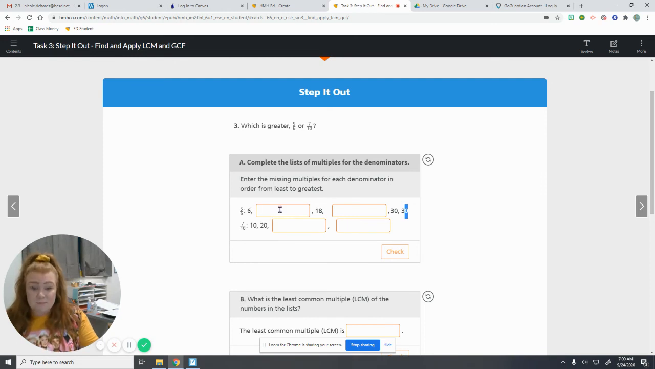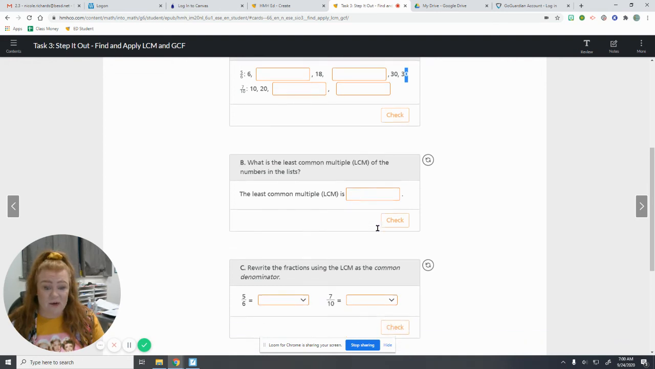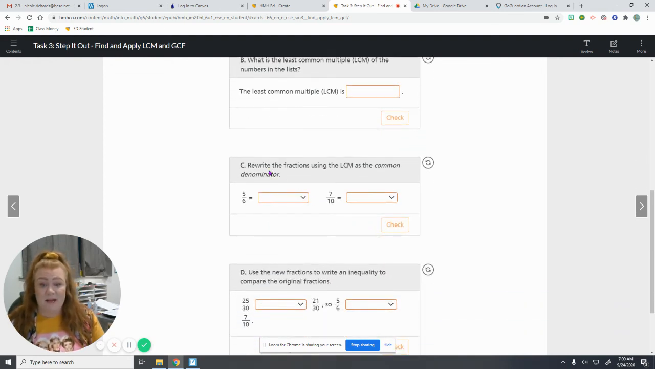So 6, 18, 30, 36. So see if you can fill in those skip counting blanks. And then we have 10, 20. See if you can fill in those blanks. And now you're going to find the smallest number that they have in common. Then we are going to rewrite our fractions using that LCM.